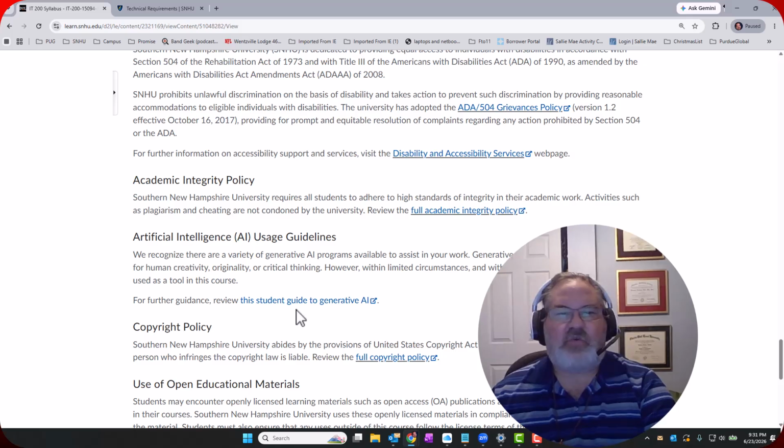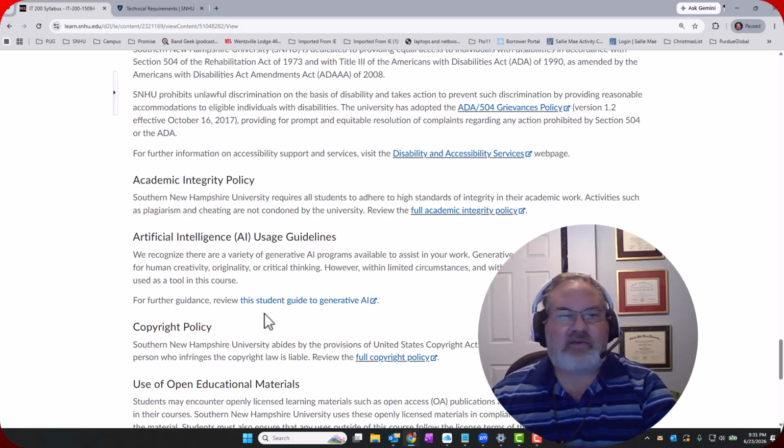So I suggest if you want to use generative AI, look at this guide, the student guide to generative AI. It'll go into much more depth as to how to use it properly. Using it to help reform sentences, help fix sentence structure, something like that, is a lot different than when you're asked to write a paper and you give it the prompt and tell it to write the paper for you. Okay? I'll leave it at that.